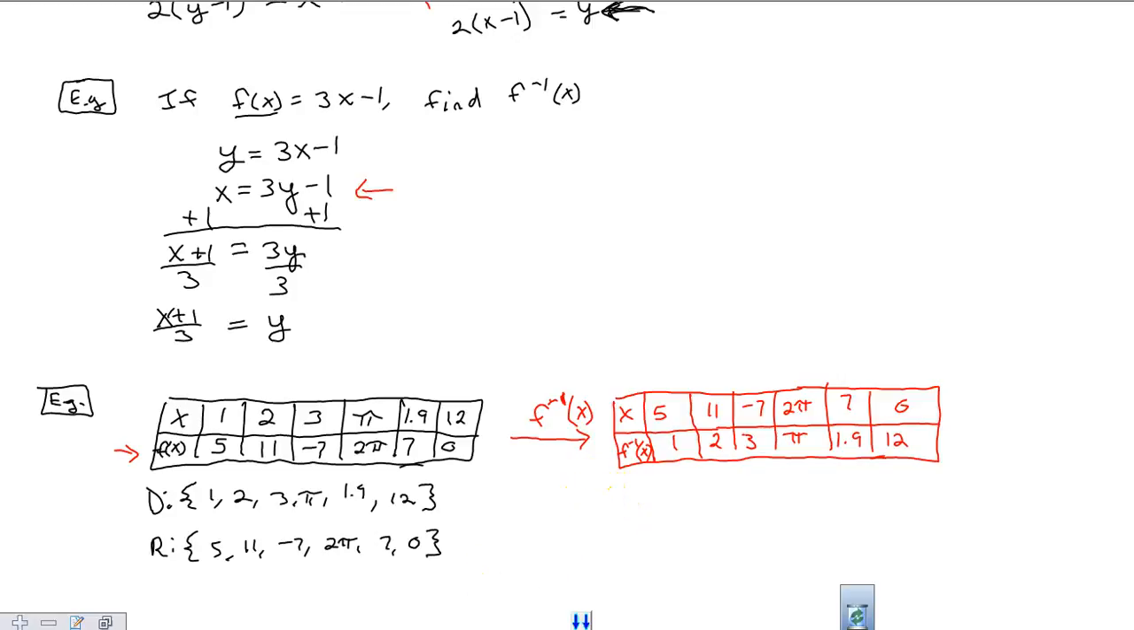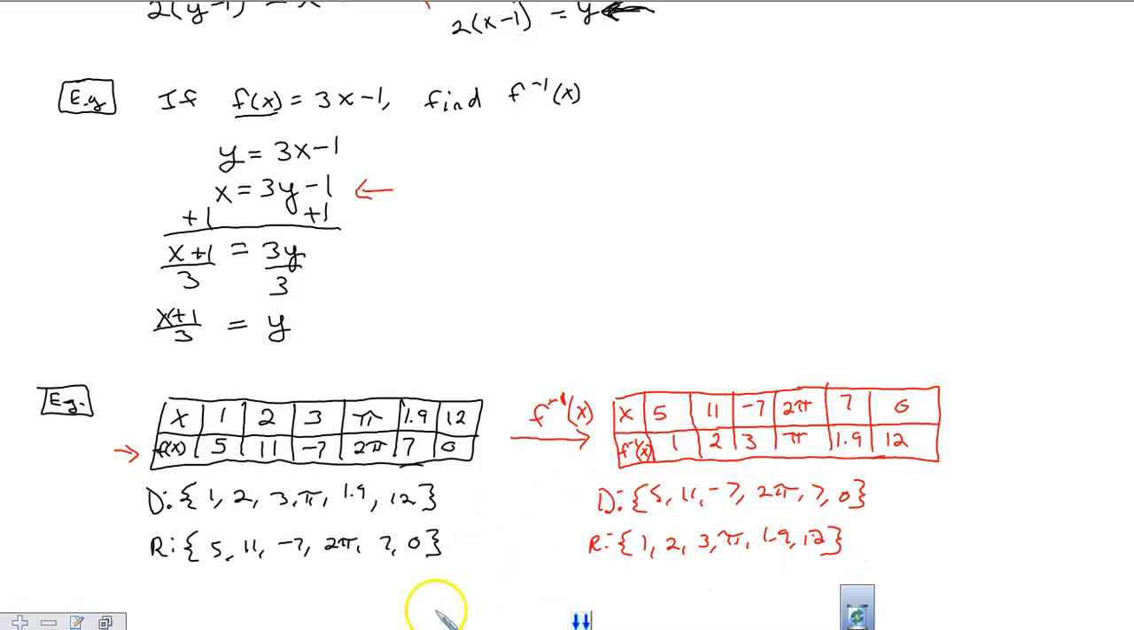So the domain for f inverse, 5, 11, -7, 2 pi, 7, 0. In no particular order, notice I didn't really bother to arrange that in a particular order, just the order I saw it. So if that annoys anyone, I'm sorry. And then the range is all the y values.